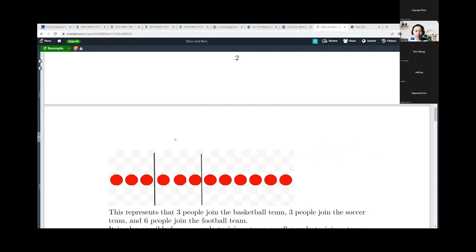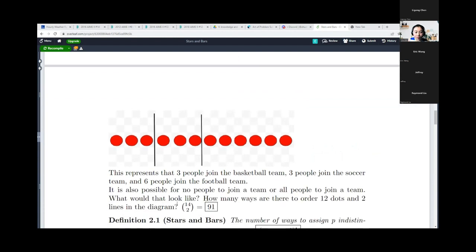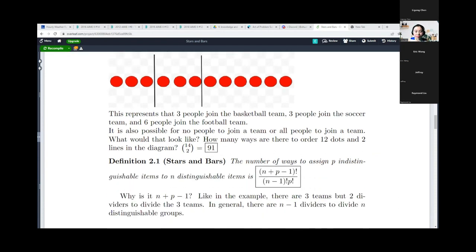So all we have left to do is to find the number of ways to order 12 balls and 2 dividers, which is 14 choose 2, because this is the definition of a combination. So the answer would be 91. Great job to everyone who got it.